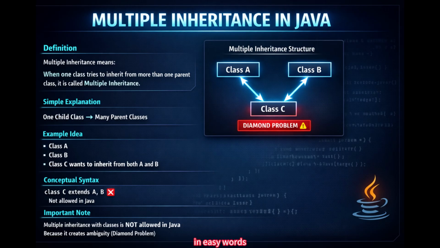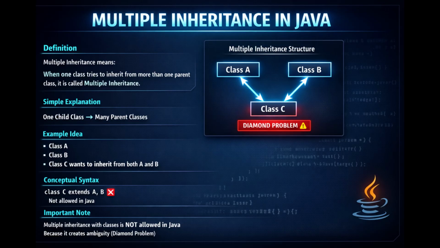In easy words, when one class tries to inherit from more than one parent class, it is called multiple inheritance. Simple line to remember: one child class, many parent classes.